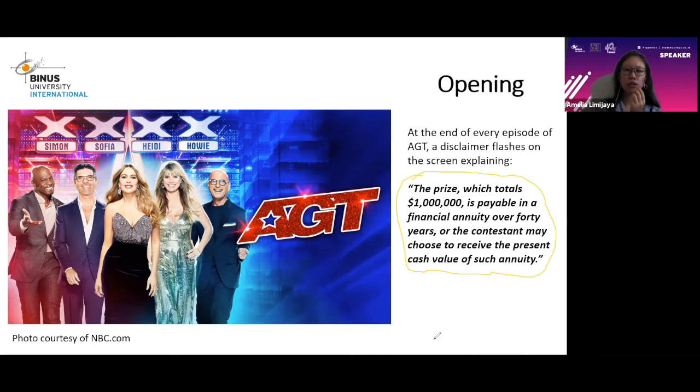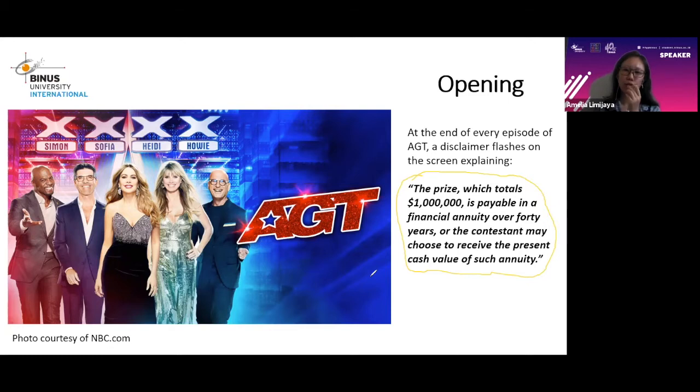Of US dollar? 15 what? 15,000. $1 is 15,000. Sorry, who's speaking? I cannot see who's speaking. Brigitta. 15,000 rupiah, yeah. Around 15,000 rupiah for $1. So you multiply it with $1 million. How much would you get?